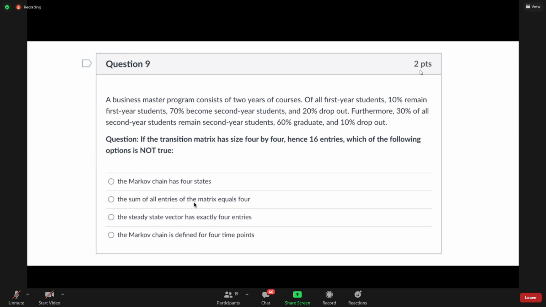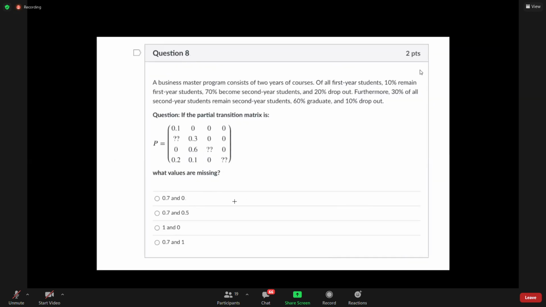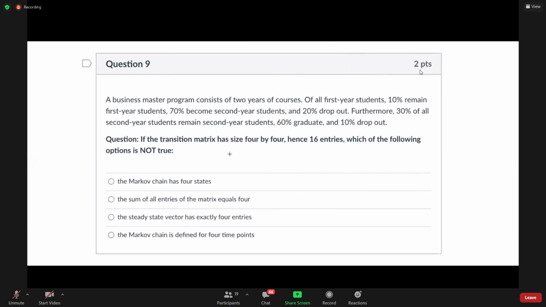The sum of all entries of the matrix should equal 4. Well, that's true. Remember that in the Markov chain, each one of the columns should in total be summed to a 1 because it represents 100%. Therefore, the total summation of the entries should be 1 plus 1 plus 1 plus 1, which should be equal to 4. Therefore, B is also correct.